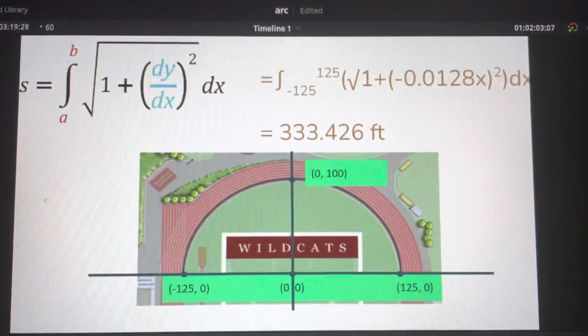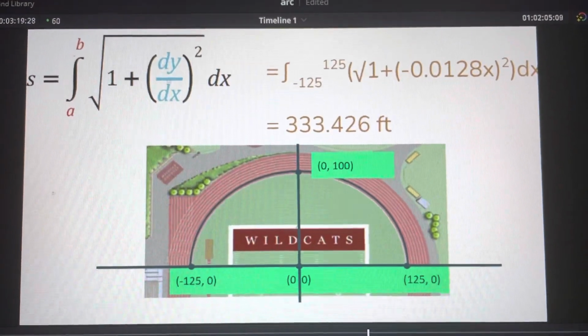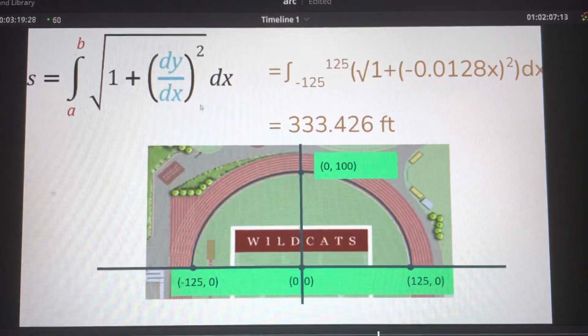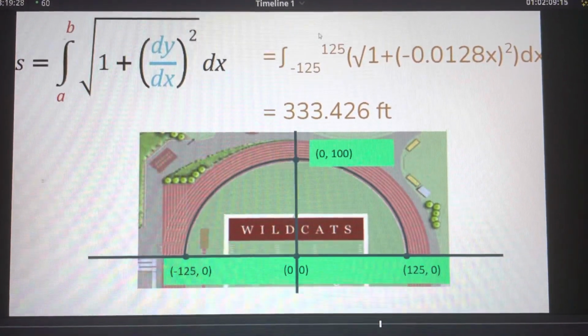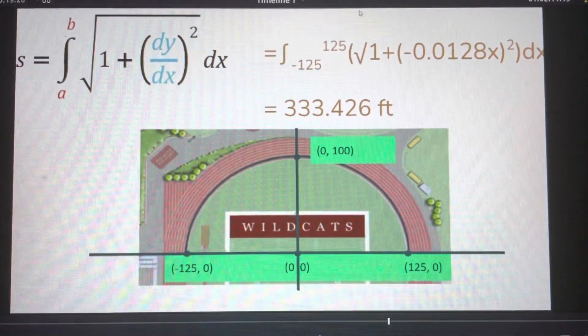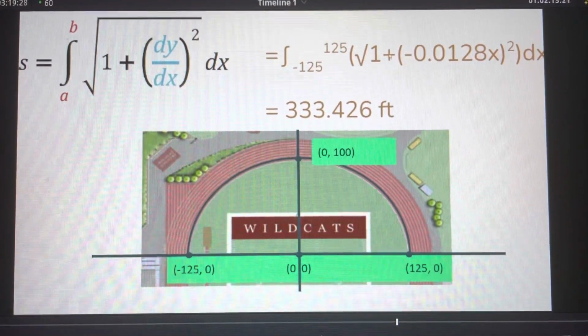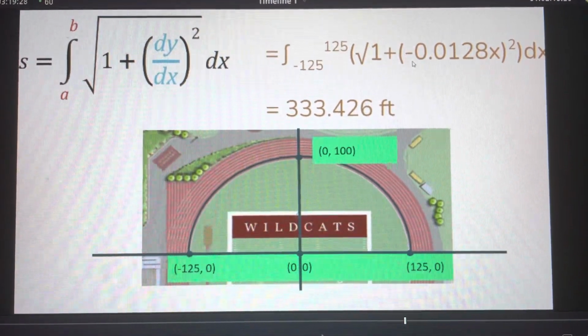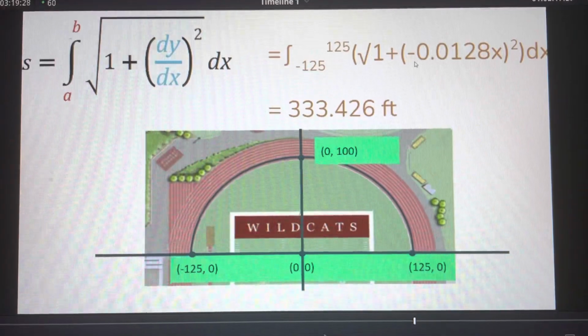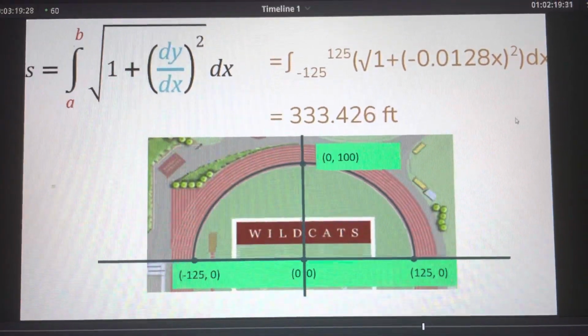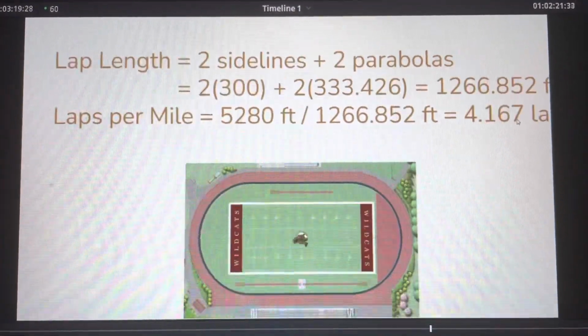When using the arc length formula as provided on the slides right here, we will get, from the interval of negative 125 to 125, the integral of the square root of 1 plus (negative 0.0128x) squared dx, which equals about 333.426 feet.